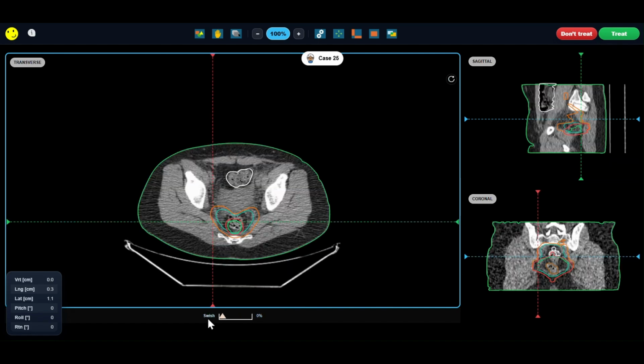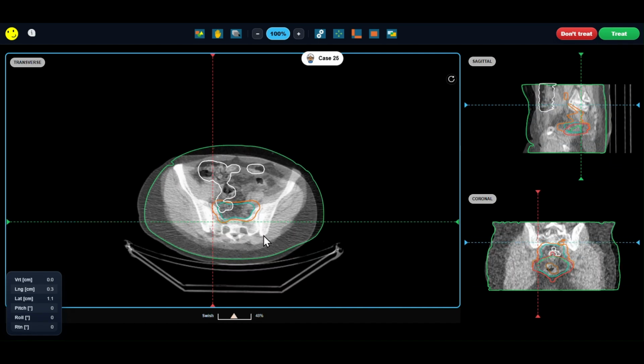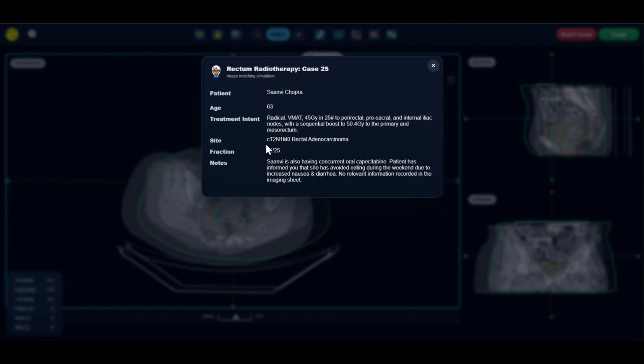We have Sanvi Chopra, age 63, and the diagnosis is CT2N1M0, rectal adenocarcinoma. Now, let's break down these terms because these are very important. So, rectal adenocarcinoma means cancer that starts in the glandular cells within the lining of the rectum. The rectum is the final section of the large bowel, just before the anus. And adenocarcinoma is the most common type of rectal cancer, and it develops from the gland-forming epithelial cells.